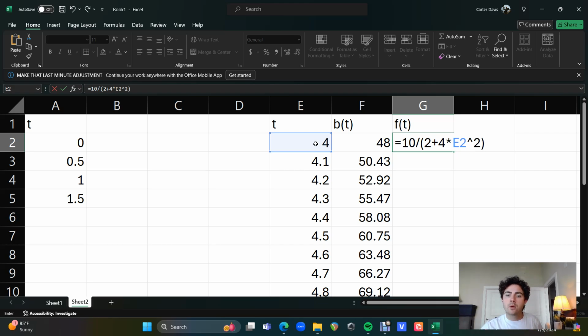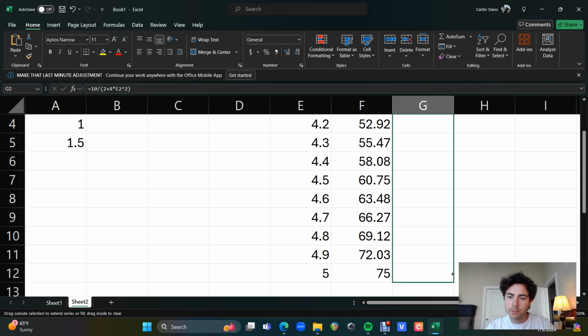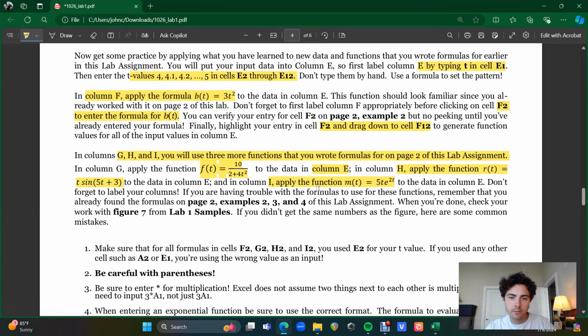All right, keep in mind, we're still using this function to act on these t values over here. So not the b values, not these function values, but still these t values that are in column E. So 10 over (2 plus 4t squared), just parentheses around the denominator. And then you just drag this down. That's all there is to it, nothing crazy. And then we can do the others.